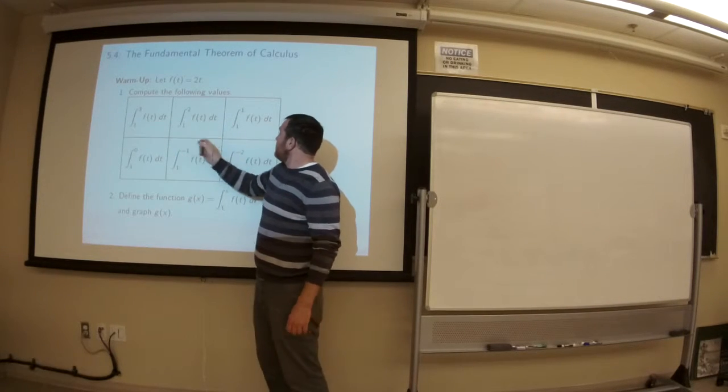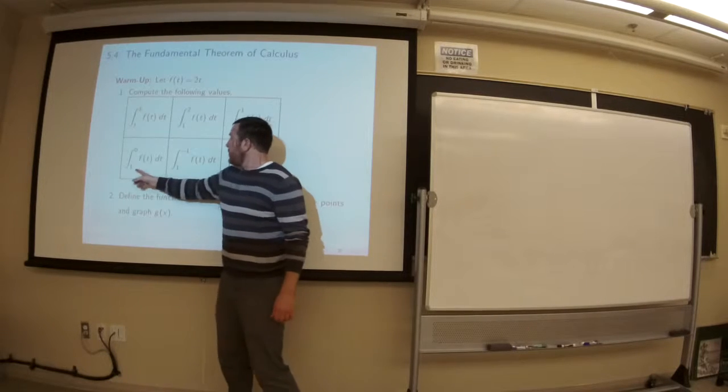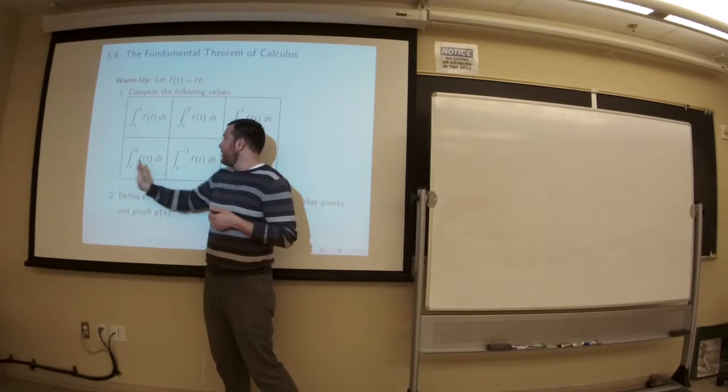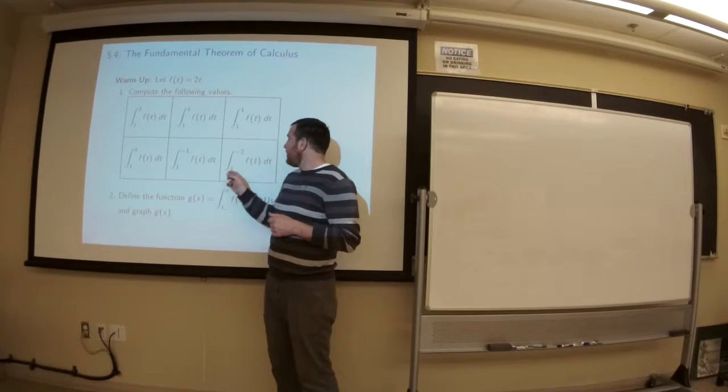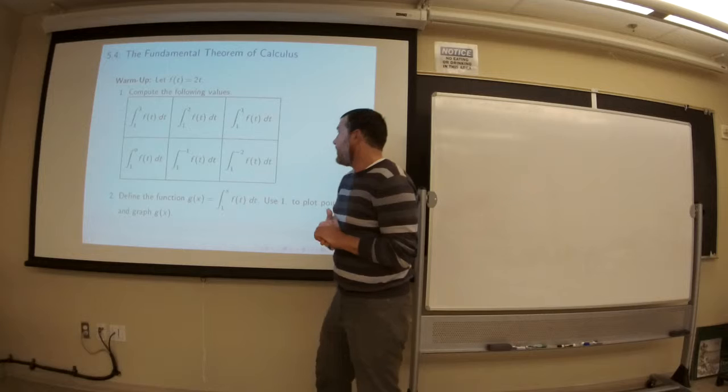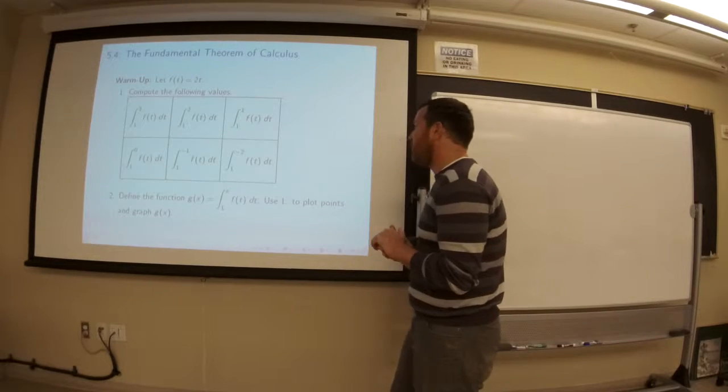And then 1 to 2, 1 to 1, 1 to 0, which is a little bit strange. You're starting at 1 and then integrating back to 0, but we can still evaluate that. 1 to negative 1, and 1 to negative 2. Again, going backwards for those last 3.